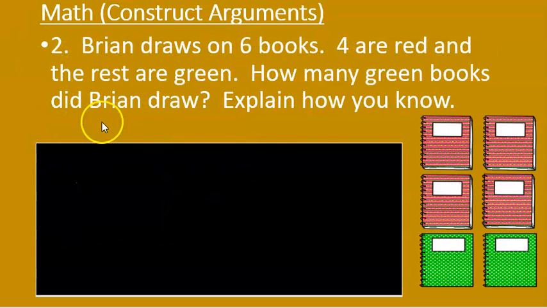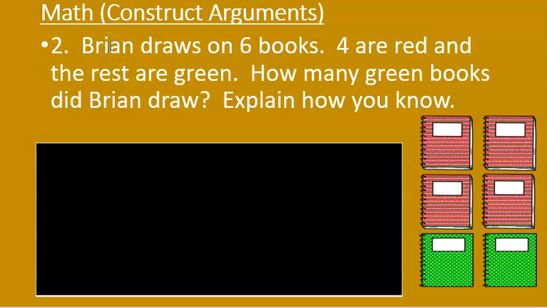Now, we're going to have to read this first to know what we are working with. Now, read with Mr. Begay. Here we go. Brian draws on 6 books. 4 are red and the rest are green. How many green books did Brian draw? Explain how you know. Now let's break this apart sentence by sentence.